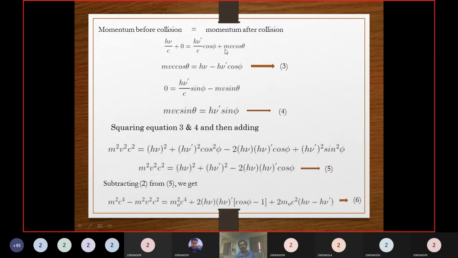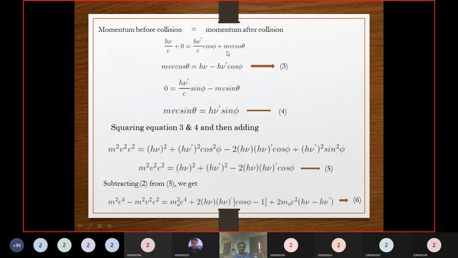After collision, we are taking only the horizontal direction here. What is the momentum? h nu dash by c, this is the momentum of the photon, into cos phi. Why are we taking this? Because that is moving in the horizontal direction. And another one is mv cos theta, which is the electron momentum along the horizontal direction.